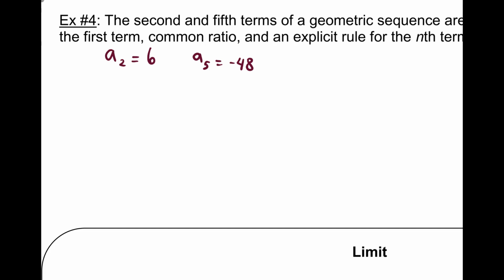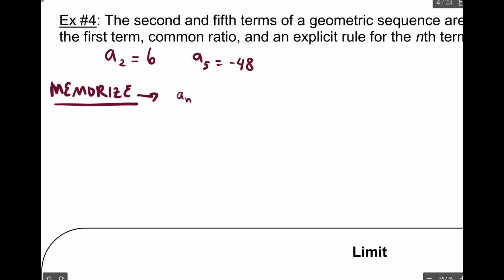Anyway, so hopefully we're done writing this down. So, real quick, one thing you need to do: you need to memorize a of n equals a of 1 times r to the n minus 1. So the first step is we need to find r.